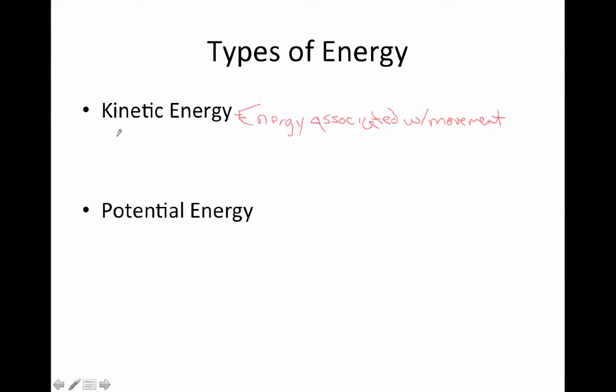And so generally speaking, this is usually discussing the speed of particles. And the average speed of particles is actually the temperature of the substance. So really, if we're talking about kinetic energy, we are talking about temperature. And potential energy is the energy of position.